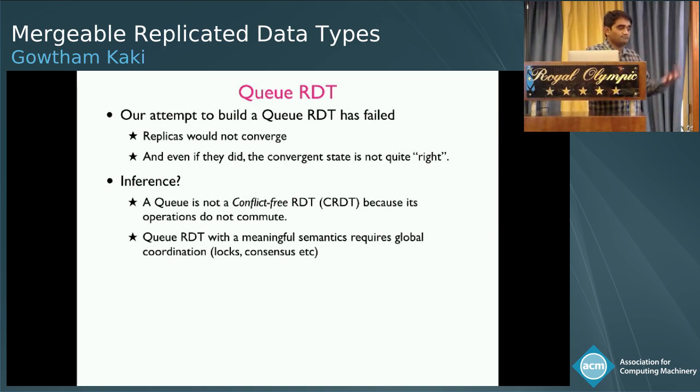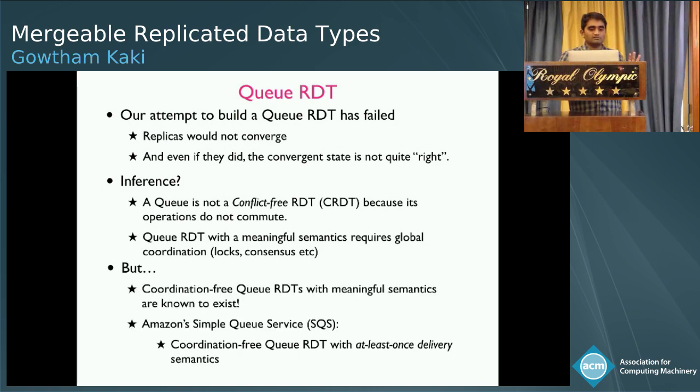And so we might infer that a QRDT with meaningful semantics in fact requires global coordination, such as logs, consensus, etc. But this conclusion is somewhat premature because there do exist coordination-free QRDTs with meaningful semantics. So Amazon's SQS, simple queue service, is an example. Amazon's SQS is actually a replicated queue data structure. It has a non-standard at least once delivery semantics.